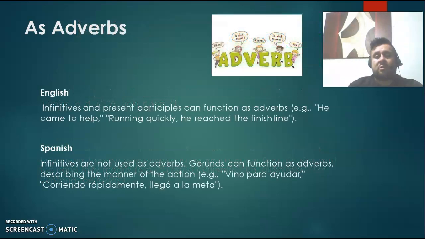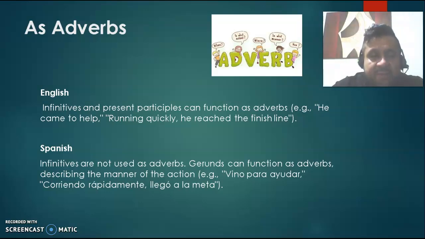Now we have also adverbs. In English, infinitives and present participles can function as adverbs. Example, he came to help, running quickly, he reached the finish line. In Spanish, infinitives are not used as adverbs. Gerunds can function as adverbs, describing the manner of the action. Example, vino para ayudar, corriendo rápidamente, llegó a la meta.